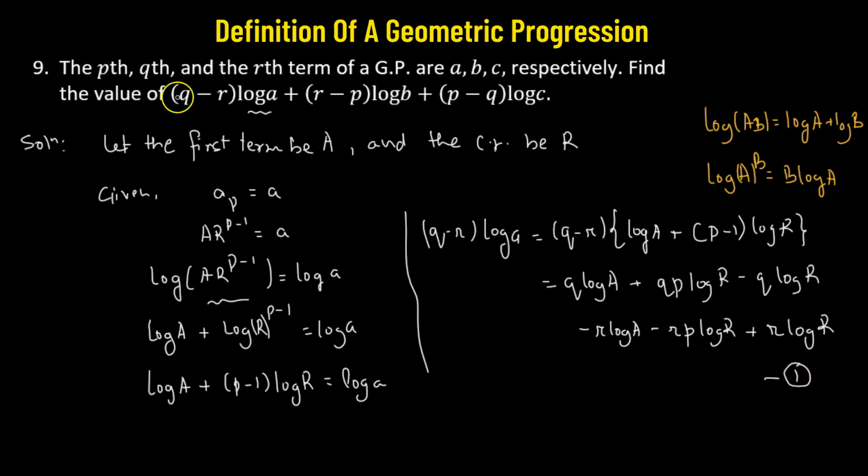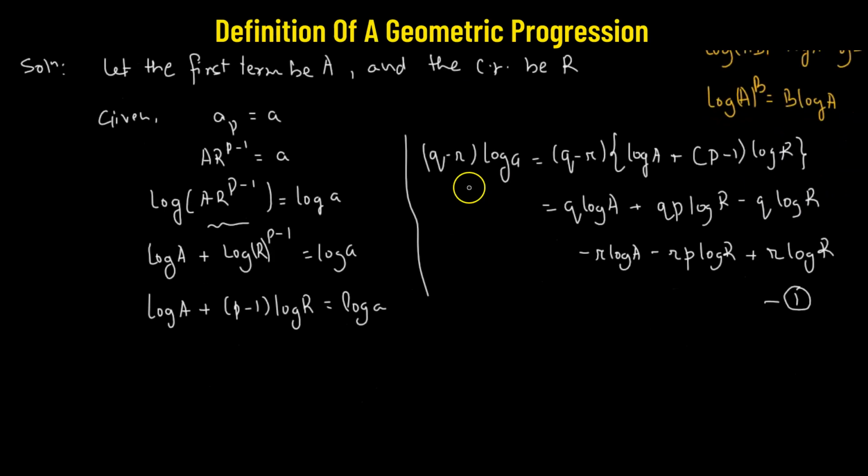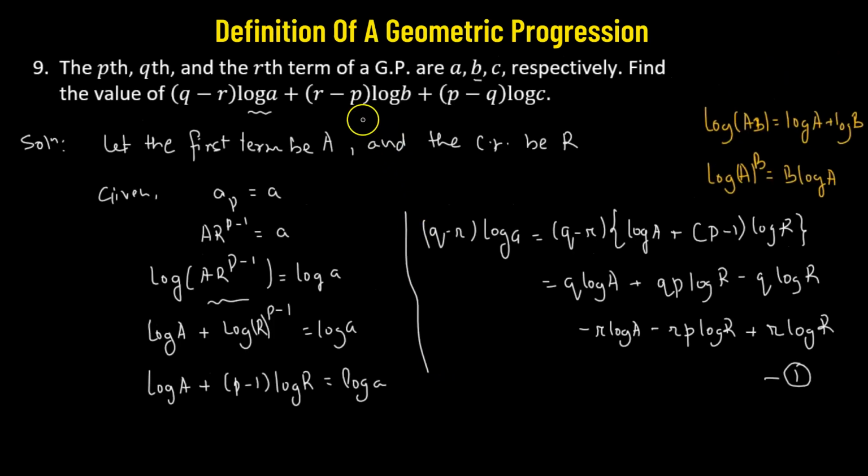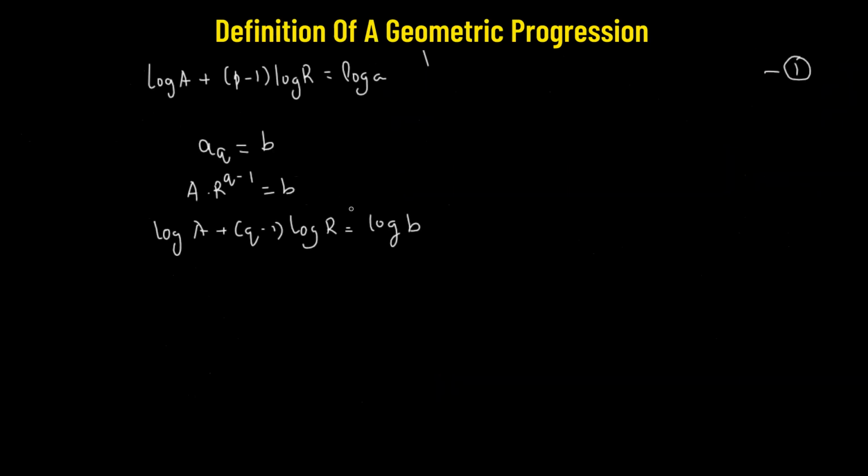Now it's given here that the qth term has a value b. So our qth term equals b. So we have A times R raised to the power of q minus 1 equals b. When we take the log, we will have log of A plus q minus 1 times log of R equals log of b. Then we'll look at the coefficient of log of b, which is r minus p. We'll need to multiply both sides with r minus p.